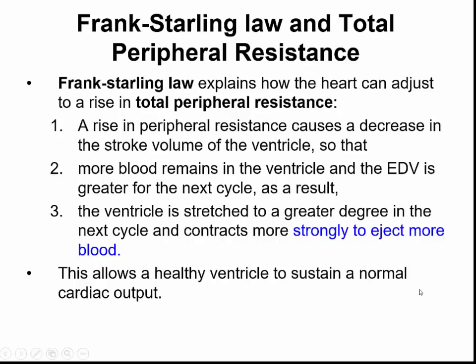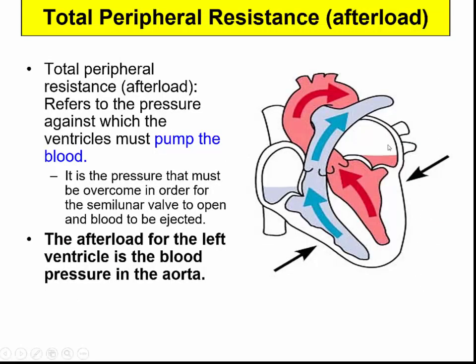you're going to get a stronger contraction. Total peripheral resistance, also called the afterload, refers to the pressure against which the ventricle must pump the blood. That's what you have in your aorta here. It's the pressure that must be overcome in order to open those semilunar valves to eject the blood. So for this semilunar valve right here, which is called the aortic semilunar valve, for that to open, that ventricle has to generate enough force to push the blood against the resistance here that's in the aorta. That's going to have that blood move out.